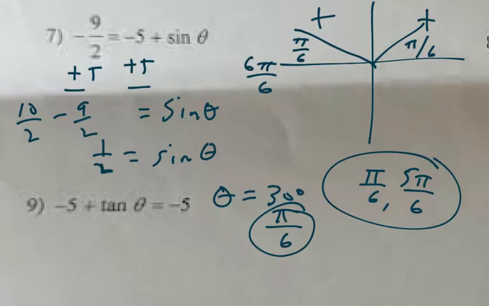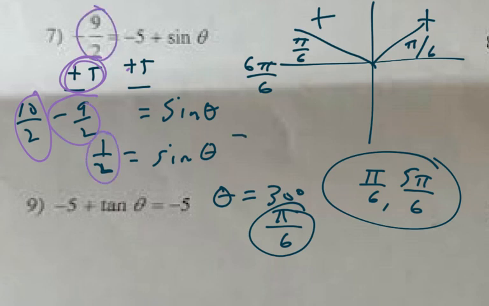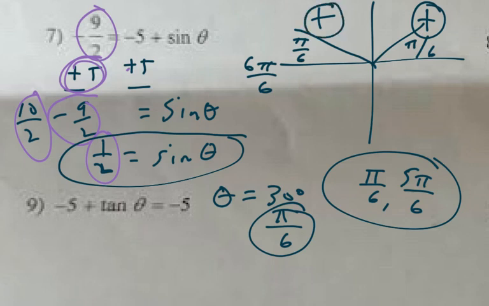Number 7, if I add 5, the only trick is you have to remember that 5 is the same thing as 10 over 2, and 10 halves minus the 9 halves here is 1 half. So the real problem is, when is sine equal to 1 half? Well, sine is positive in quadrant 1 and quadrant 2, right? And sine is 1/2 when it's 30 degrees, or pi over 6. And in quadrant 2, it's 5 pi over 6.